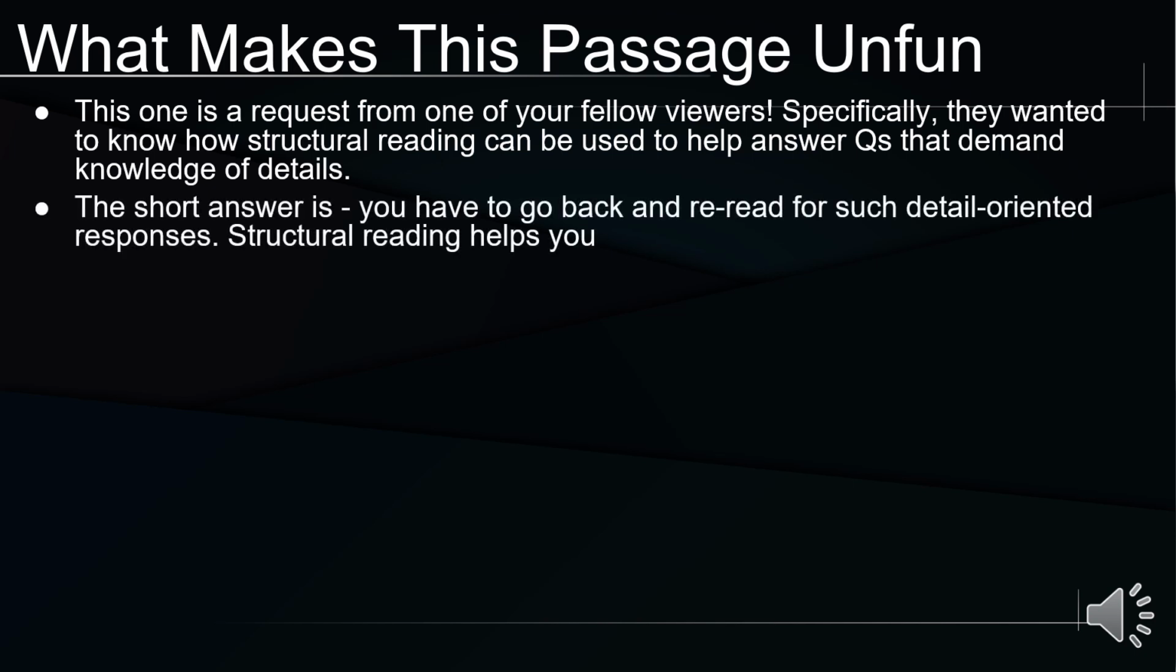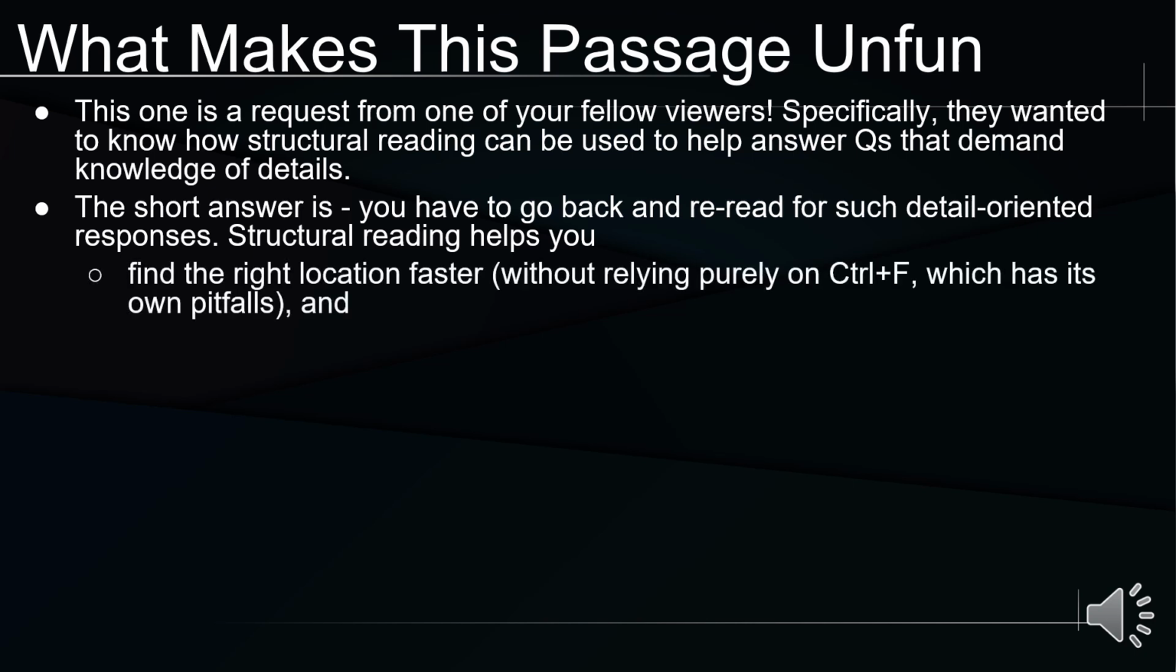The short answer is you have to go back and reread for such detail-oriented responses. Structural reading helps you find the right location faster without relying purely on Control F, which has its own pitfalls, like you have to know the search term and you have to make sure that you check everything a couple lines above and below and all that sort of stuff. And structural reading also helps you contextualize the detail properly when you do find it. So not only do you know where the detail is, you know why it's there. You know who it helps, how it helps them, that sort of thing, especially since a lot of these things are somewhat argumentative and somewhat debate structured.